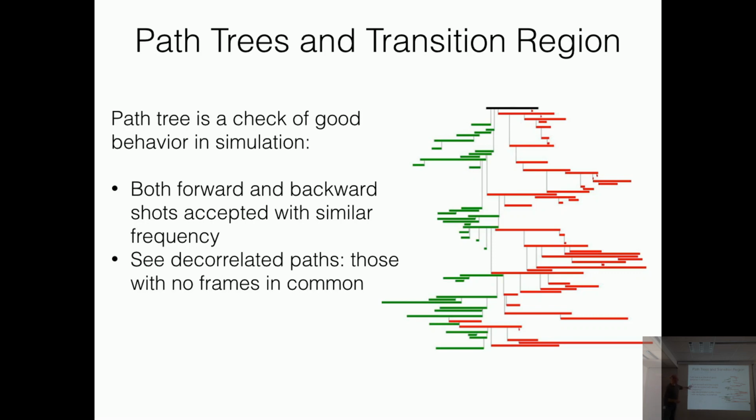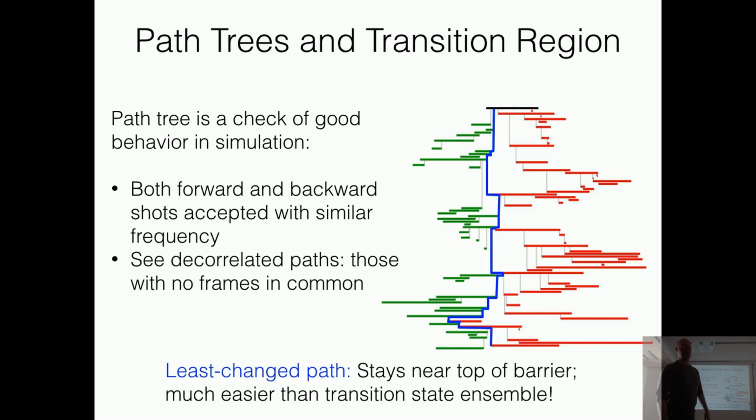And so, yeah, you want to see that you have forward and backward shots, both accepted, similar frequency. You want to see decorrelated paths. That's again where you see a trajectory that has no frames in common with the one before. So if I start from the initial trajectory, which is black here, this little segment of it stays the same all the way until there. And that's when it finally becomes decorrelated. In OPS, we also make it very easy to identify decorrelated paths. It's shown on the path tree. Another interesting thing you can do is to look at this least changed path.